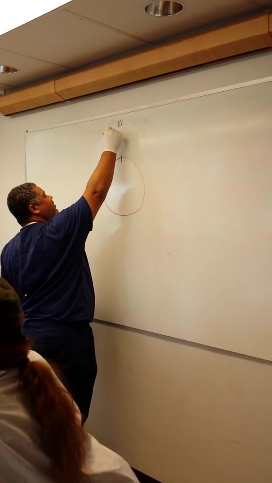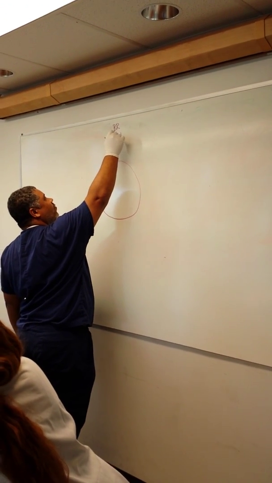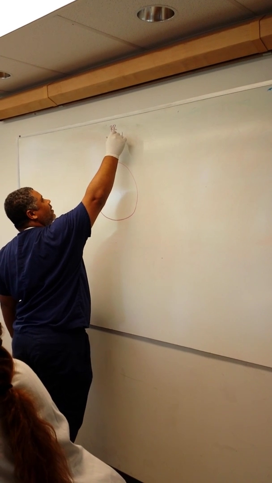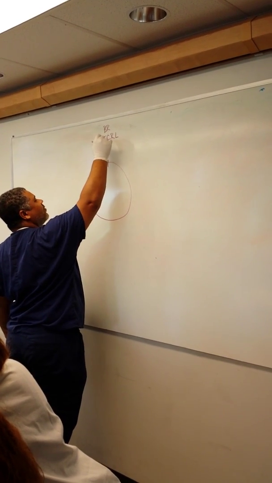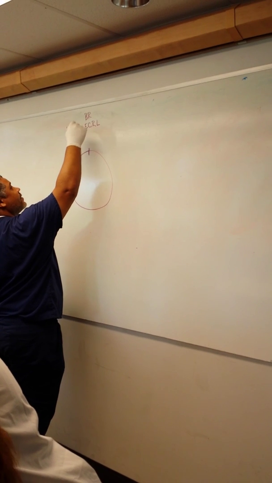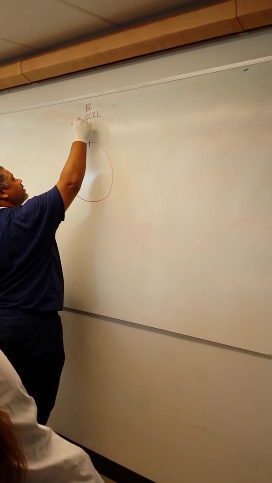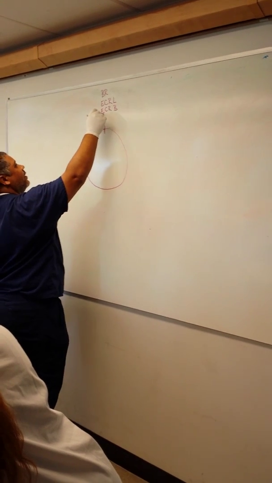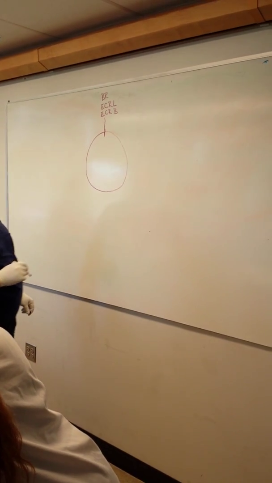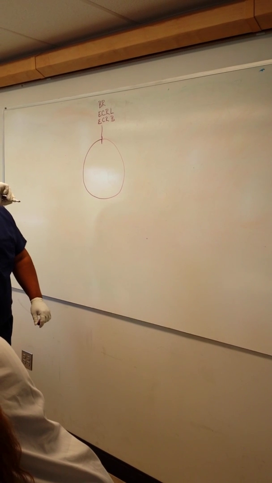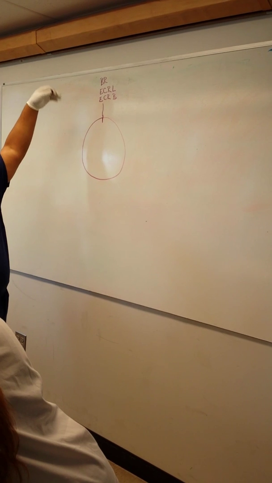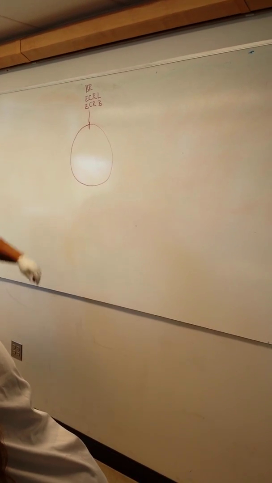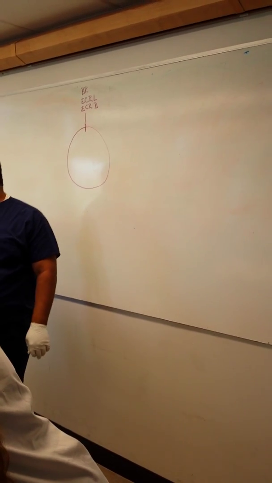Called the extensor carpi radialis brevis, and the longus and the brevis. And then extensor carpi radialis brevis. And those are all at 12 o'clock. Can you repeat those? Brachioradialis, extensor carpi radialis longus, extensor carpi radialis brevis. Okay? Those are the three.